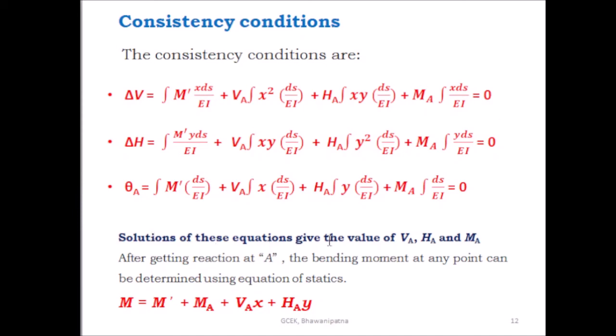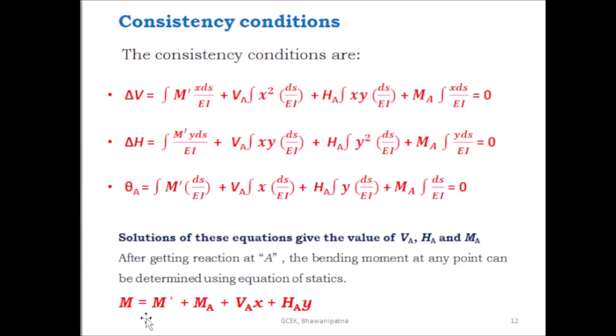The solution of these equations gives the values of VA, HA and MA. So after simplifying these three simultaneous equations from the consistency conditions, you can find out the values of VA, HA and MA. Then after getting the reactions at A, the bending moment at any point can be determined using the equations of statics. So after getting the reactions VA, HA and MA, you can find out the moment at any point in the fixed arch.